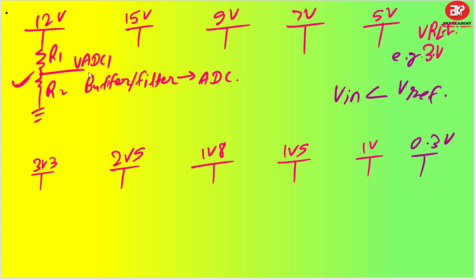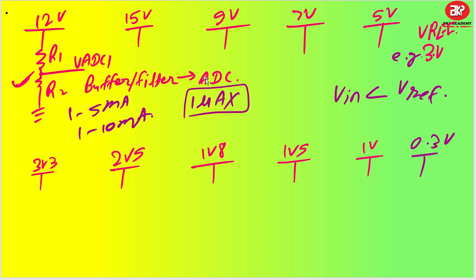After that, we will be putting buffers, filters, and then we send it to the ADC. Why buffers? Because this current might be very less, so it may not be able to drive the ADC converter. The ADC converter must be driven, so we need ample current, like 1 to 5 milliamperes, or 1 to 10 milliamperes is more than enough. If you have 1 microampere, that is very, very less. It may not be able to allow for ADC conversion.